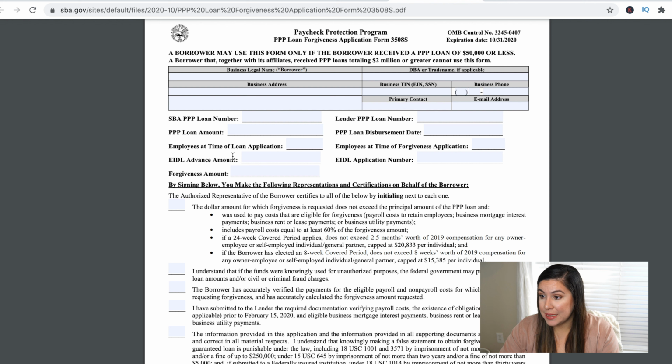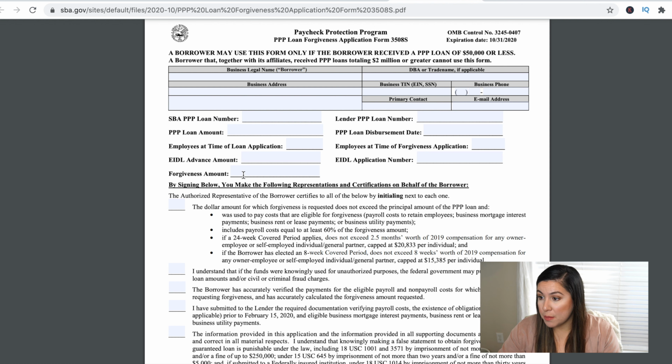If you received an EIDL advance, you want to put that there because as you guys know, that's still going to reduce your forgiveness amount. So if you received the EIDL advance, also known as the EIDL grant, that is going to reduce your PPP loan. So if you received a $5,000 loan and you received $1,000 of EIDL, the max amount you can request for forgiveness is going to be $4,000, assuming that you spent all of the funds correctly.